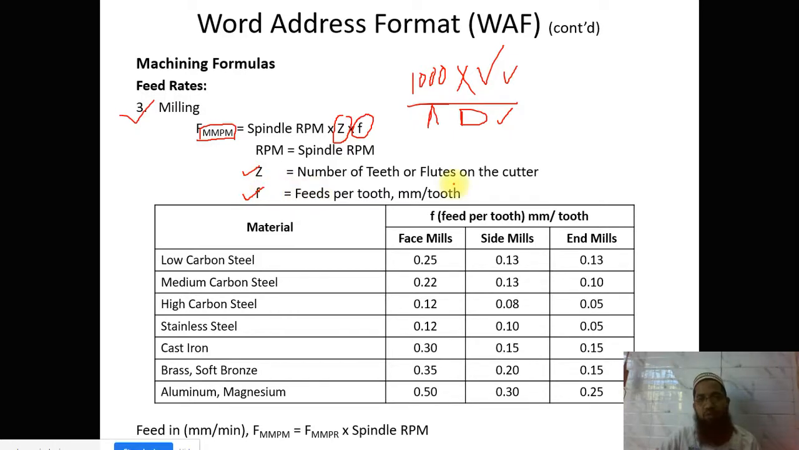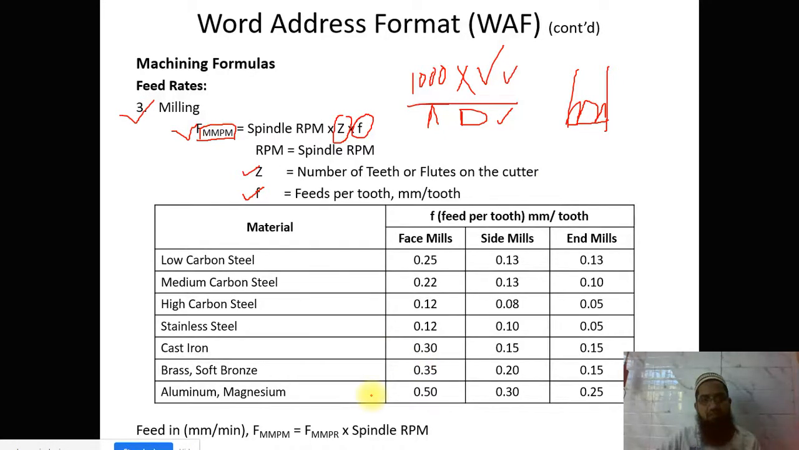The meaning of number of teeth and flute, that is called the number of teeth on the cutter, which is given. For example, I am having this kind of tool, so it has some teeth and flutes. That is called the flute. So sometimes the number of flutes is given as 3, 4 and so on, so that number of teeth you can use over here, and the feed per tooth is multiplied here, and you will get the value of F.